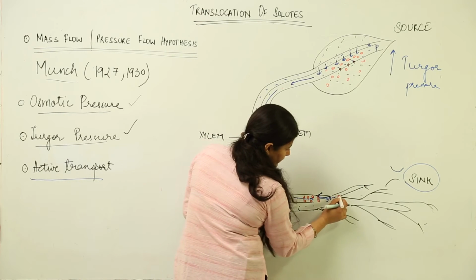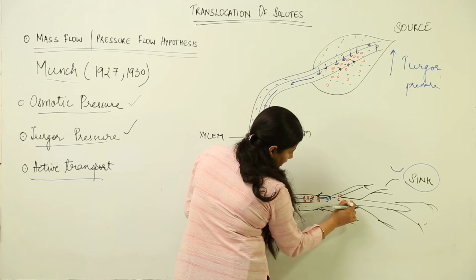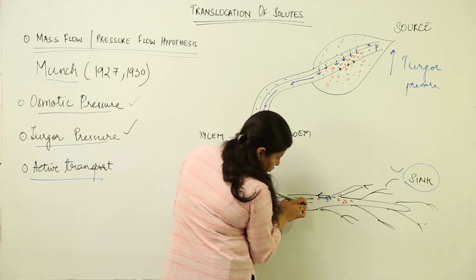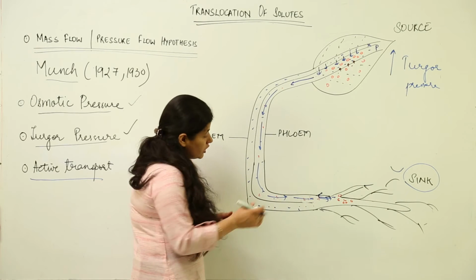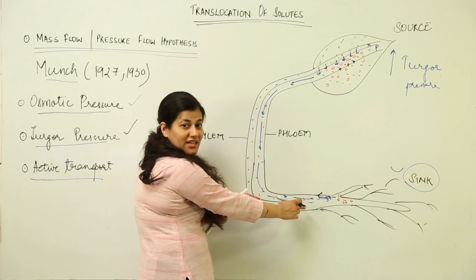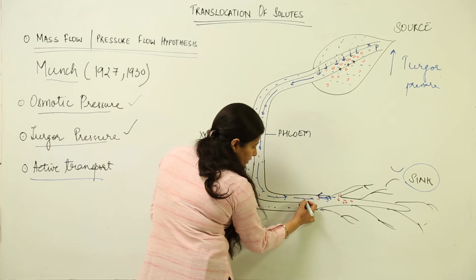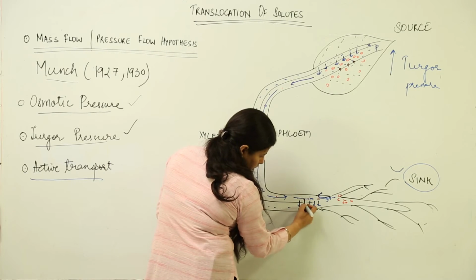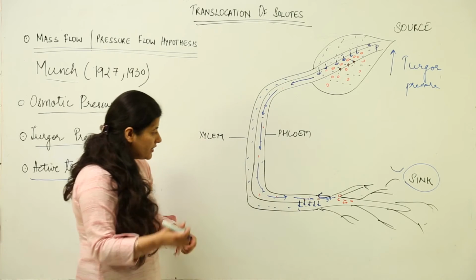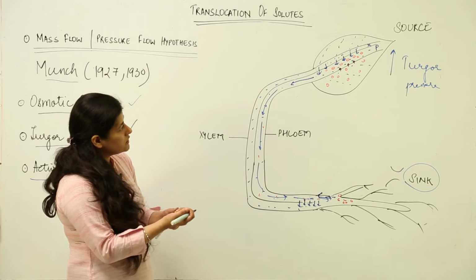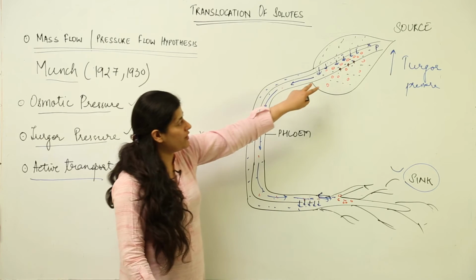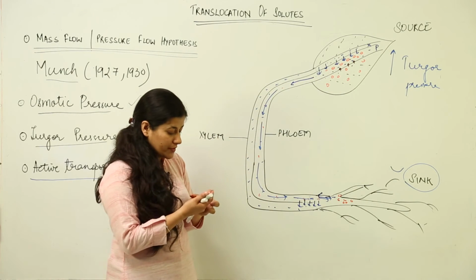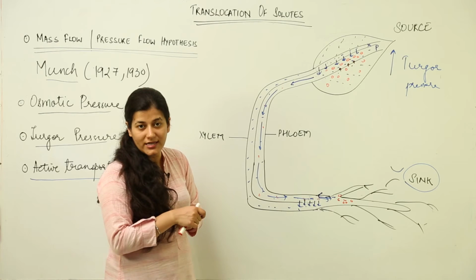Because they have entered into the sink actively, the osmotic concentration over here reduces in comparison to the osmotic concentration inside the xylem. Now what happens? Water molecules again move outwards into the xylem. They move back into the xylem, and hence the solute particles have been transported from the site of source to the sink. I am going to repeat it just to make you understand what has happened.